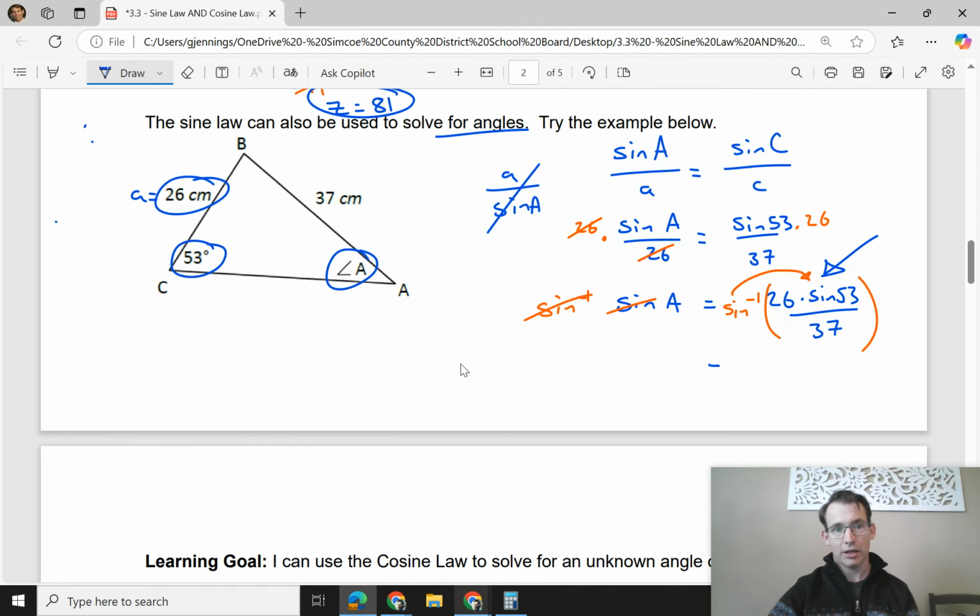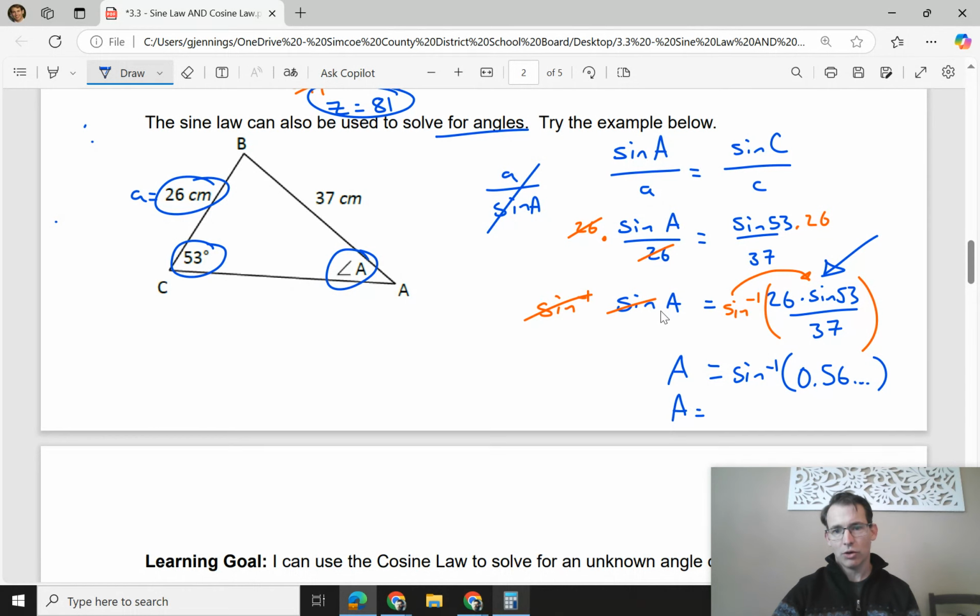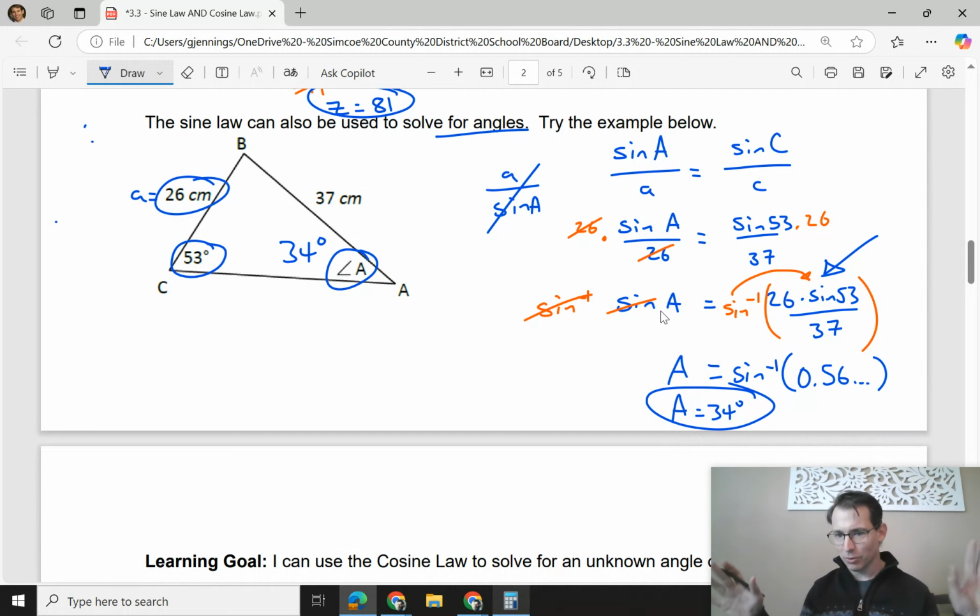So I can even write another line here. Equals sine inverse of 0.5612, etc. I'm not going to retype this number. This number is very accurate. So let's do sine inverse of that number. 34 degrees. Of course it's 34 degrees because Mr. Martin was a Fibonacci lover. So A equals 34 degrees. And now we know it. So that's how sine law works.